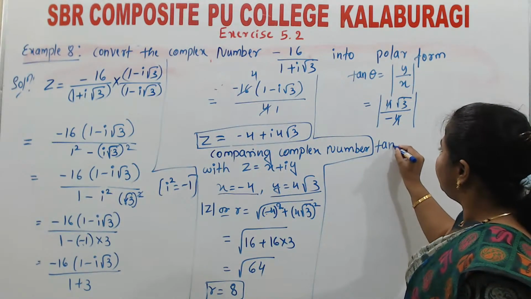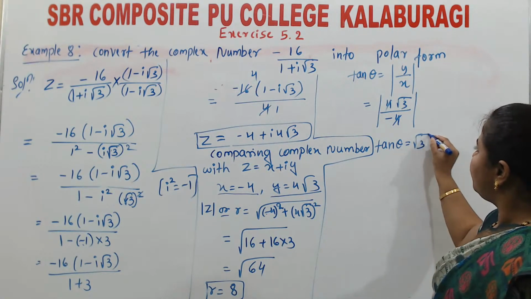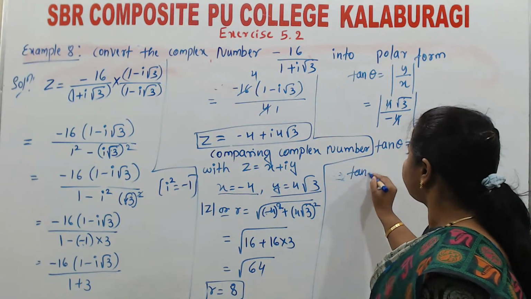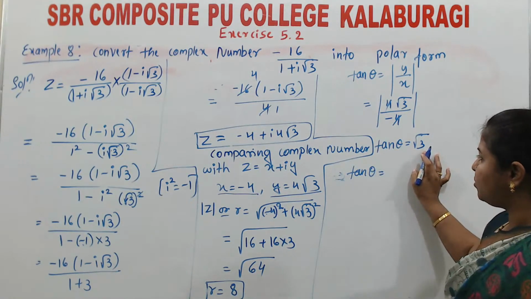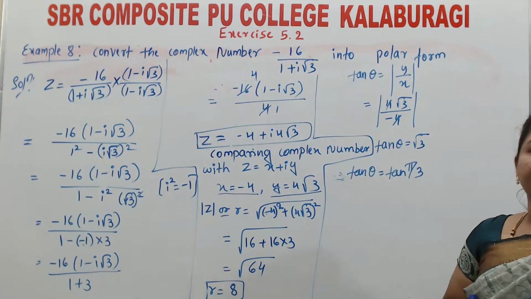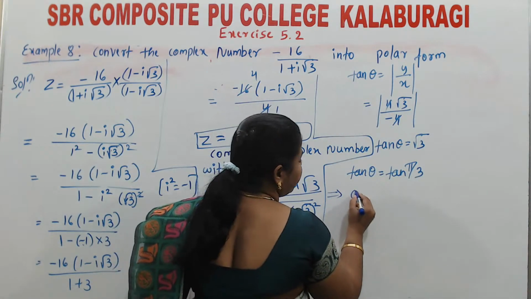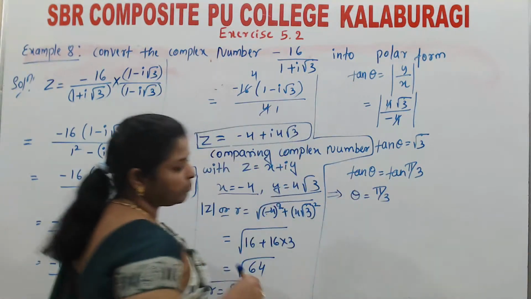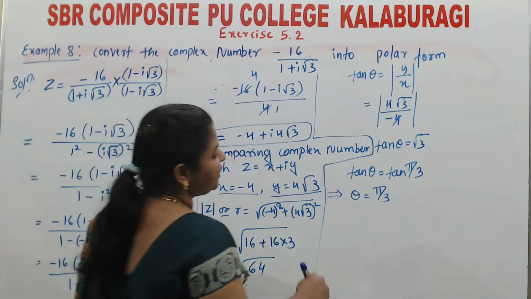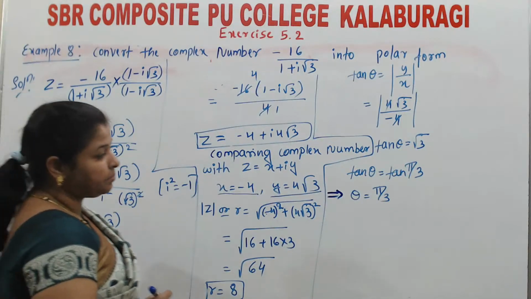Therefore, tan theta is equal to, here it remains only root 3, right? Which implies that tan theta is equal to, in which angle is the tan value root 3? We know that tan 60 degree. How do we write it in radian form? Tan 60 degree is nothing but tan pi by 3. Which implies that theta is equal to pi by 3. If theta is equal to pi by 3, next what we have to write?